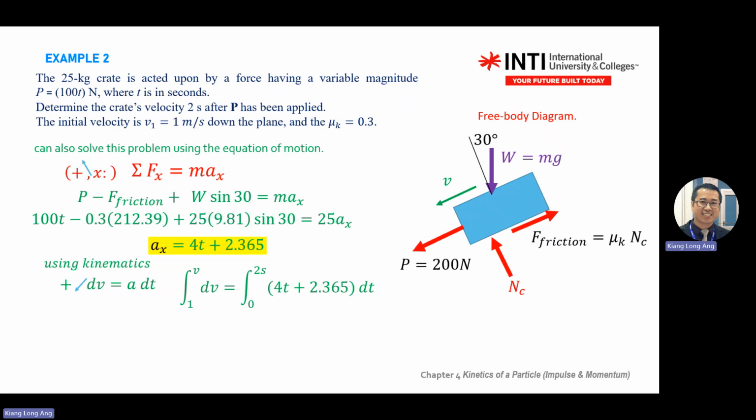Okay, so you find what is your a_x, then you use the kinematics solution. Why do we need to use kinematics? Because your force is not constant. So you freeze your time and then you use the definition of acceleration, dv equals a dt. You integrate the acceleration, then you get velocity.